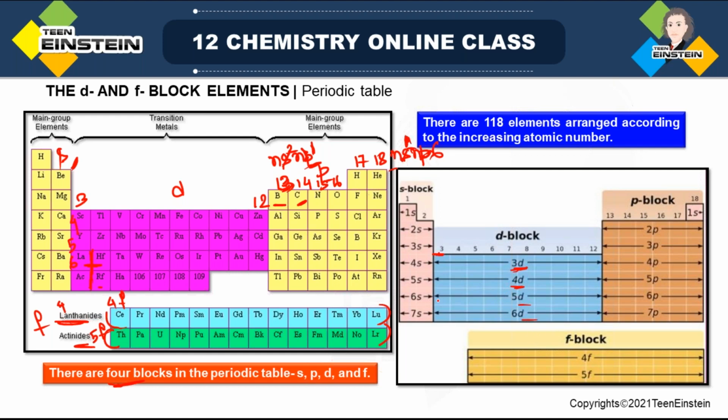And the F block is present in between these two elements, which is already mentioned. So, any doubt in this table?